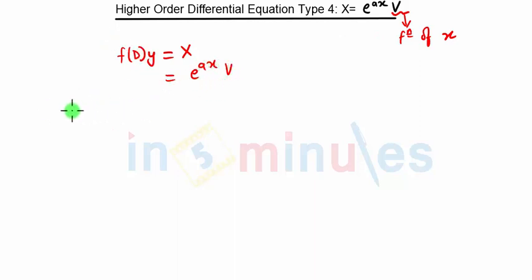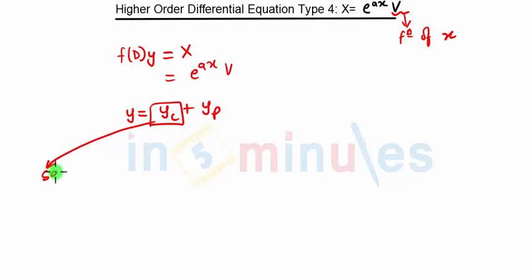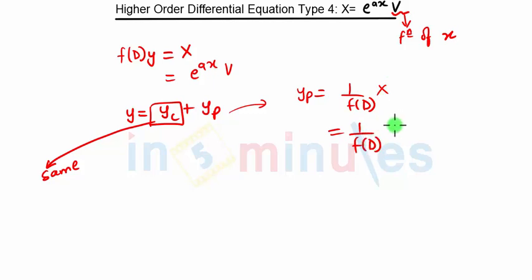The solution for this equation, as we all know, is given by y equal to yc plus yp, where yc is the complementary function, which is the same for this type as we calculate for other types. In this case, yp will be 1 upon f of D into X. So what is X? X is e raised to ax into v, where v is also a function of x.